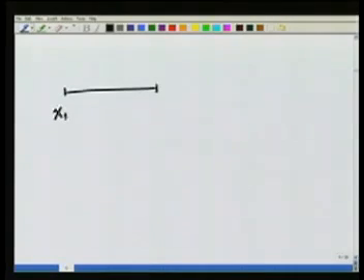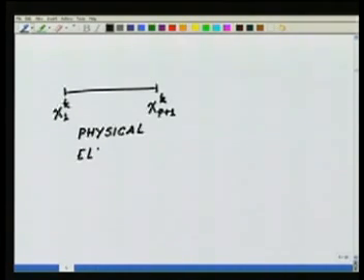So how do we go about doing it? The idea is simple. So let us take a generic element ik such that the first node of it is x1k and the other one, the last node of the element, is xp plus 1k. This we will call our physical element, because this is the actual domain that is given to us.